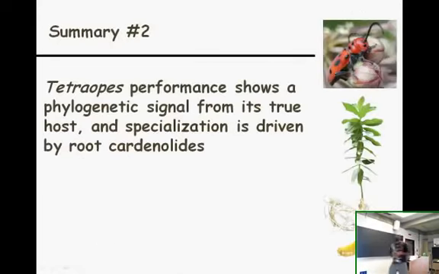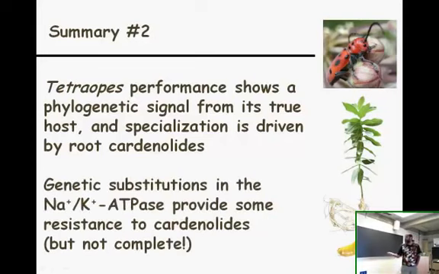So the summary of part 2 is that these Tetraopes beetles, their performance shows a phylogenetic signal from its true host. They do the best on the true host. And specialization is driven in part by being able to tolerate those root cardenolides. Genetic substitutions in the sodium-potassium pump provide some resistance to those cardenolides, but it's not complete. And I think in part the way it works is simply by reducing the binding affinity, the amount of cardenolides that are floating around. A smaller fraction of them bind to the pump and are able to stop it from functioning.